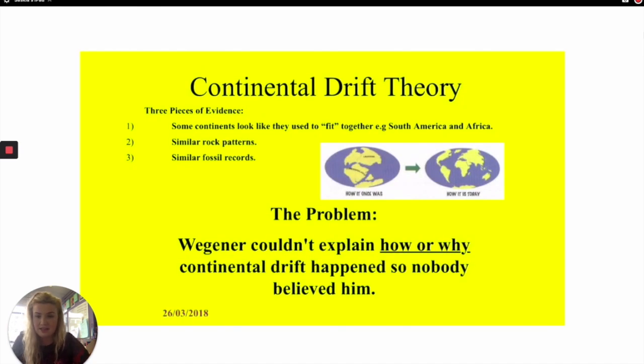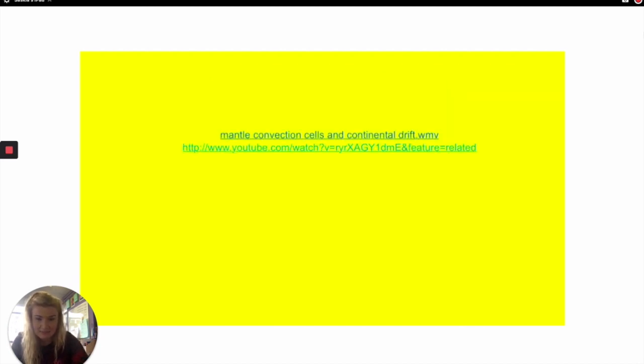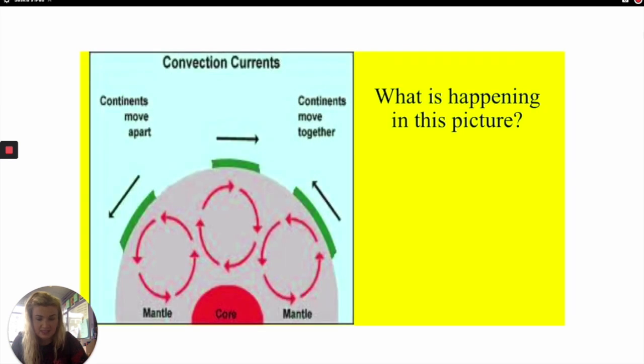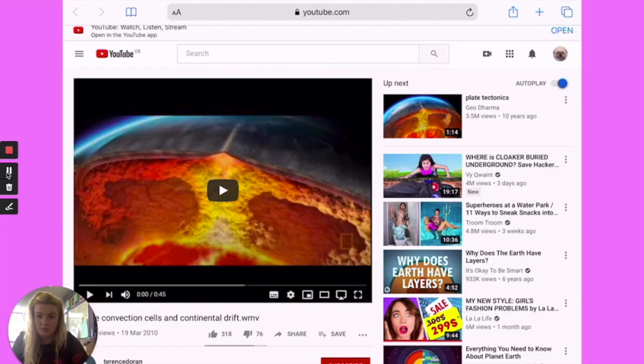That's just a summary slide there, so just things that you might want to note down. There should be room in your booklet. It wouldn't come till much later, about the 1960s, okay? We discovered something called convection currents in the mantle, okay? Convection currents in the mantle. I'm going to show you another little clip, and then we'll explain it, and you can fill in the last. So again, this is called mantle convection cells and continental drift. So if you can't find it, or it doesn't work for you now, please just search it on YouTube.